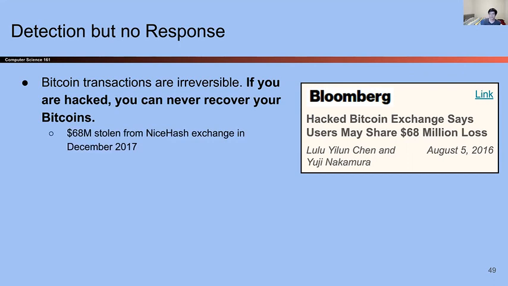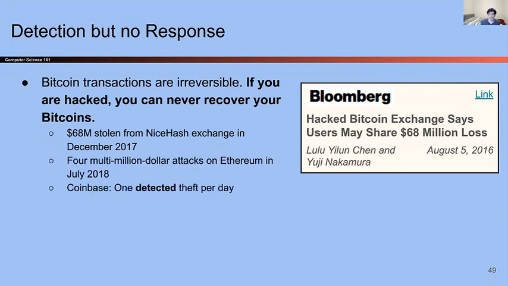NiceHash, which is a hashing cryptocurrency exchange, $68 million was stolen from it in December of 2017. There were 4 multi-million attacks on Ethereum in July 2018. And Coinbase, which is, actually, I don't remember what it is technically, has 1 detected theft per day. The thing here is because Bitcoin transactions are irreversible, there's no way to get this $68 million back. There's no way for Ethereum to recover 4 times multi-million-dollar attacks.